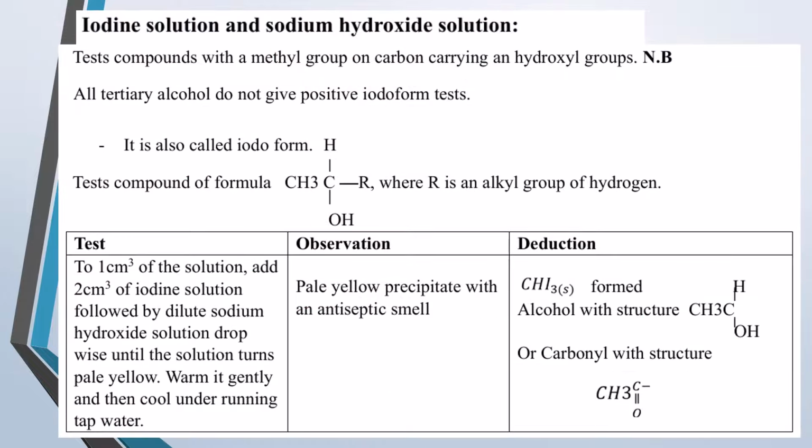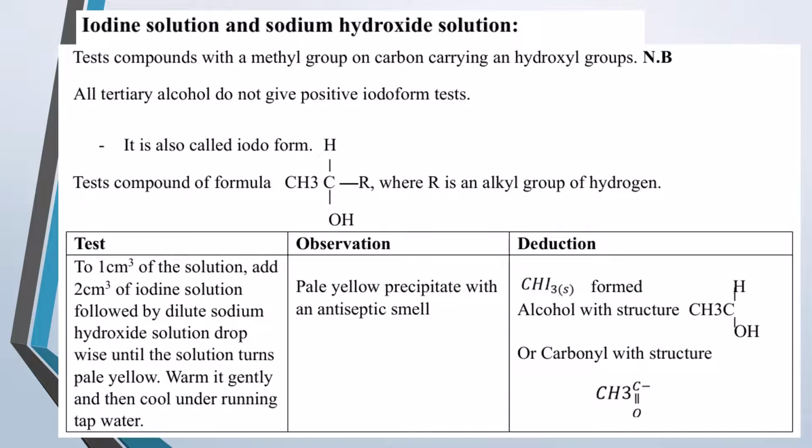So proceeding, let's look at another reagent, which is the iodoform test. Now here, in theory, you're not supposed to say iodoform. You're supposed to give its arrangement the way I elaborated it here. So simply say iodine solution and sodium hydroxide solution.